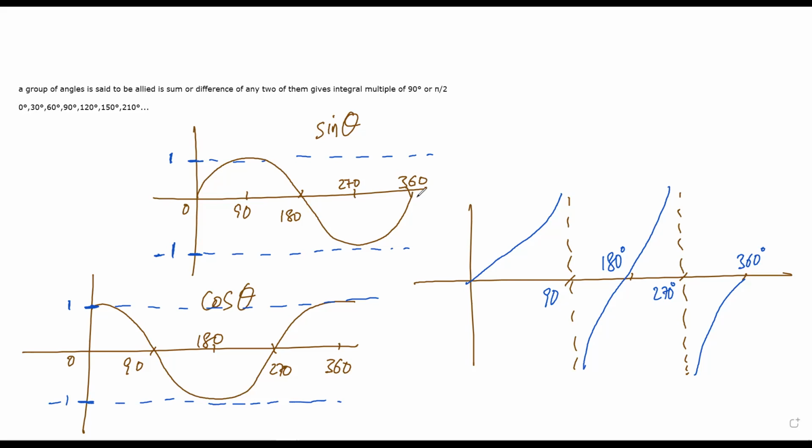Because once we refer to this graph, we can find the values of sine 90, 180, 270, 360 very easily. Why? Because sine 0 is 0, sine 90 is 1, sine 180 is 0, sine 270 is minus 1, and sine 360 is 0. Have you understood? Similarly, cos 0 is 1, cos 90 is 0, cos 180 is minus 1, cos 270 is 0, and cos 360 is 1. Have you understood? Tan 0 is 0, tan 90.